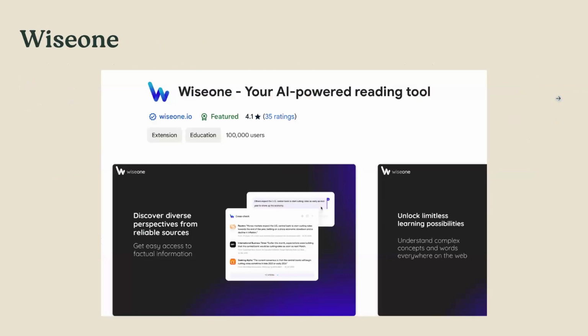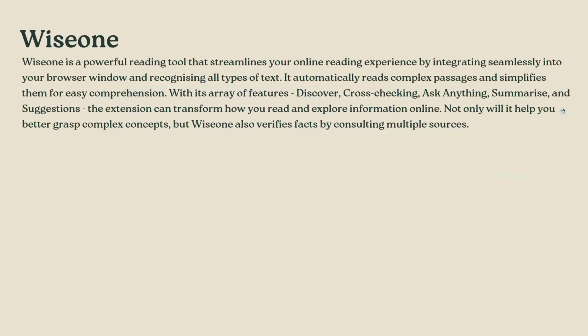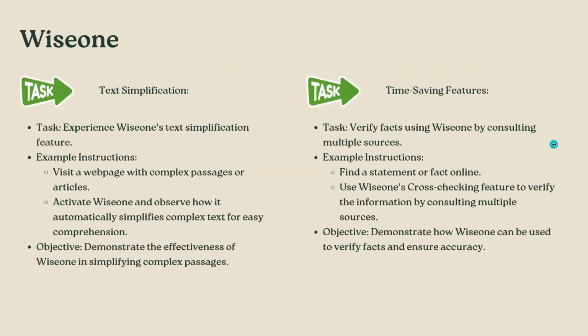Another one, Wise One. So Wise One is just an AI reading tool. You can use this in your browser. If you're looking at lots of different complex passages, you can get the semantic of the text and it gives you a summary of what it is, so you don't have to read through the whole thing. It also helps to simplify complex concepts as well, which is quite useful. Again, some more tasks if you'd like to have a go at them.